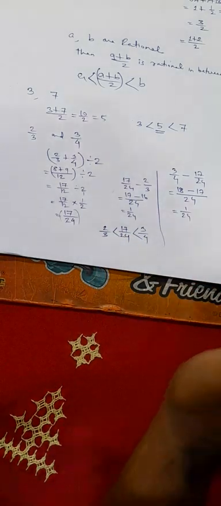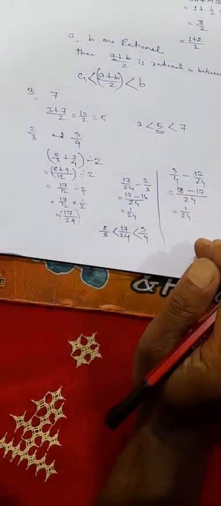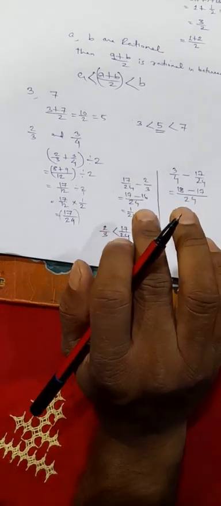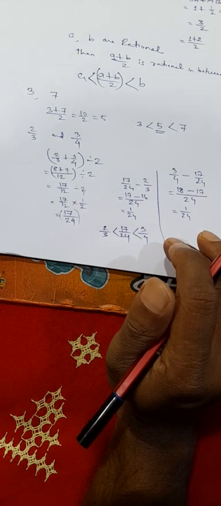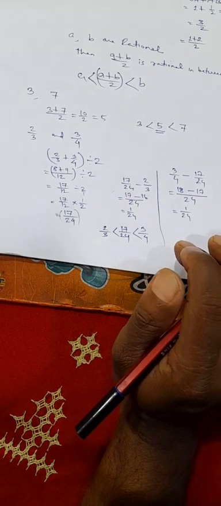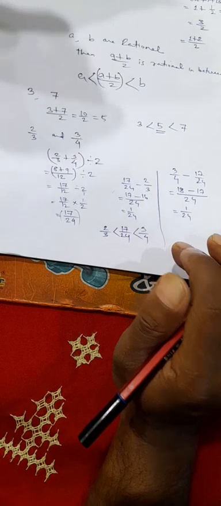So if you are given any two rational numbers a and b, how will you find a rational number in between a and b? The number will be the average of a and b, that is a plus b divided by 2. This number lies in between a and b.